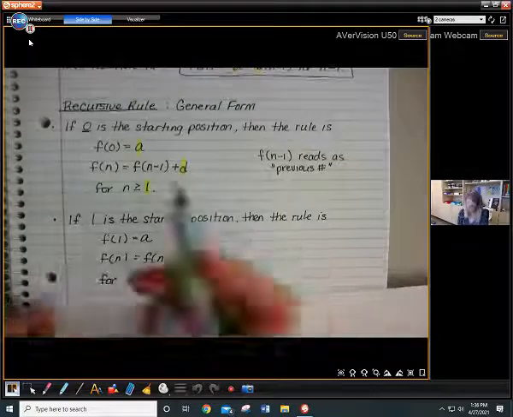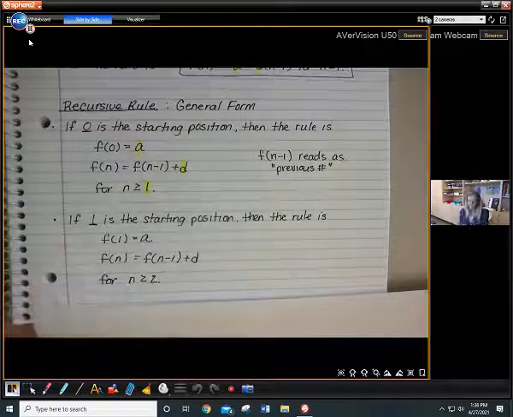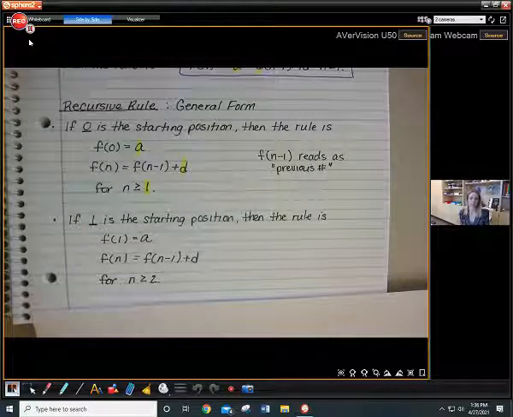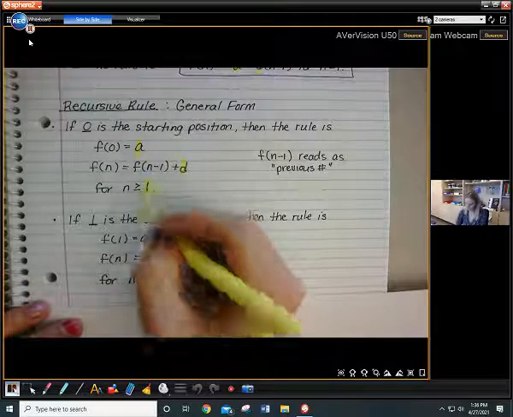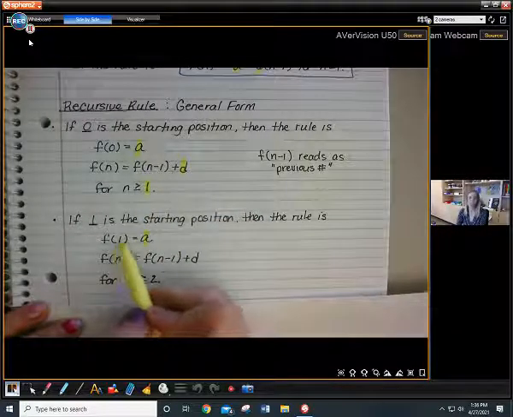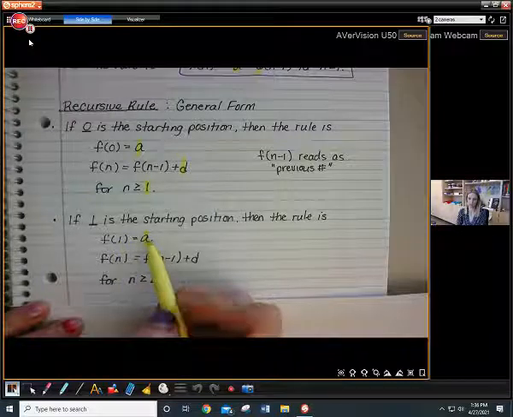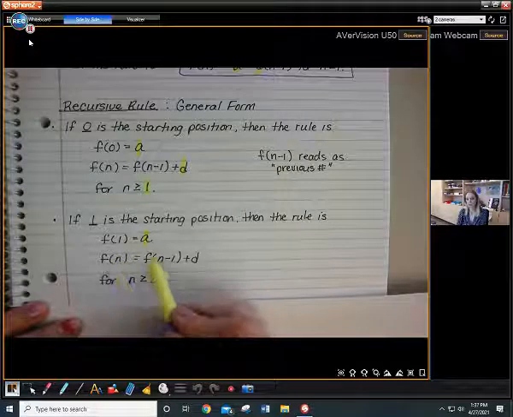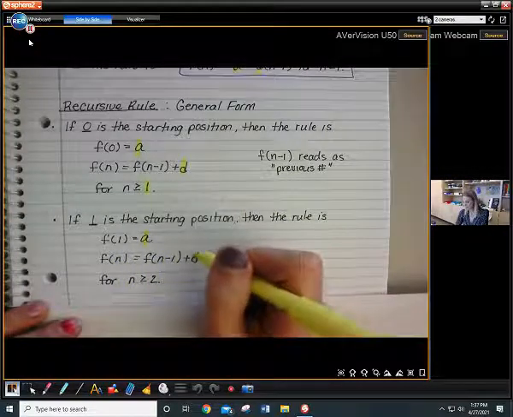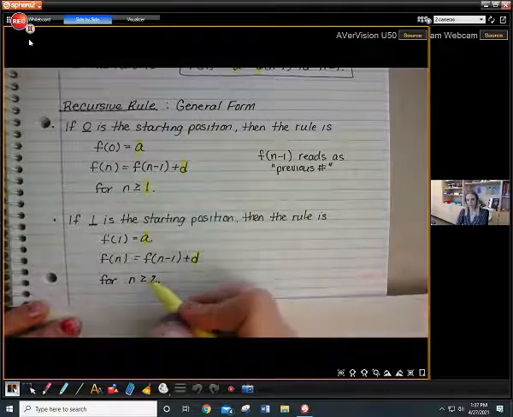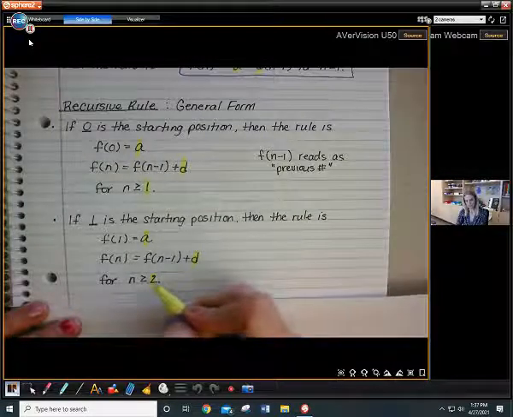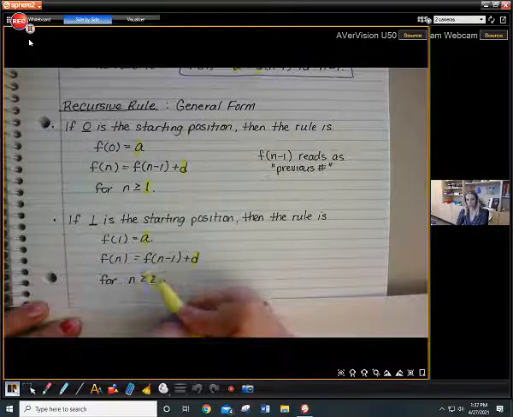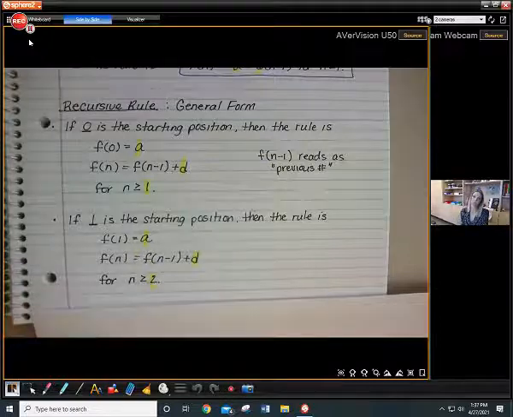Okay. If the n is a 1, so if the 1 is the starting position, then the rule is going to be that f of 1 equals a. So you'll say to the reader, this is the number in the first spot. And then the rule for the reader to find the next number is to take the previous number plus the common difference. So you'll plug a number in there. And again, if you guys have to fill this in, this number is always one more than what you have in the first parenthesis. So if that's a 1, that's a 2. If that's a 2, this is a 3.